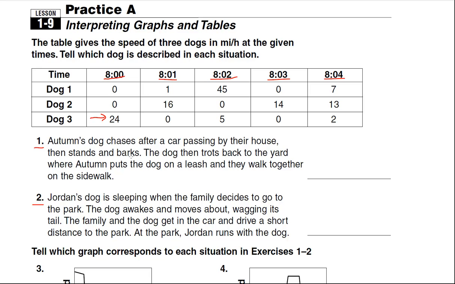Chases the car, then stands and barks. So standing still, right? 0. The dog then trots back to the yard. So moving, but not very fast, 5 miles per hour. Where Autumn puts the dog on a leash, so standing still. And they walk together on the sidewalk, walking 2 miles per hour. So the correct answer for number 1 is dog 3.